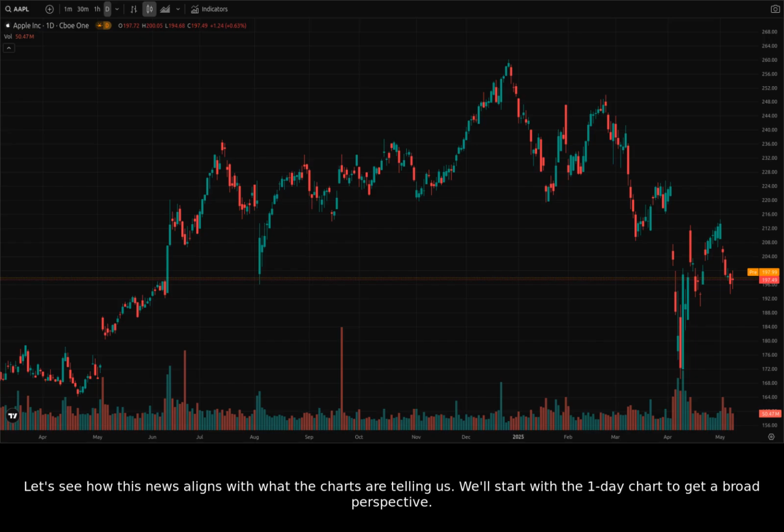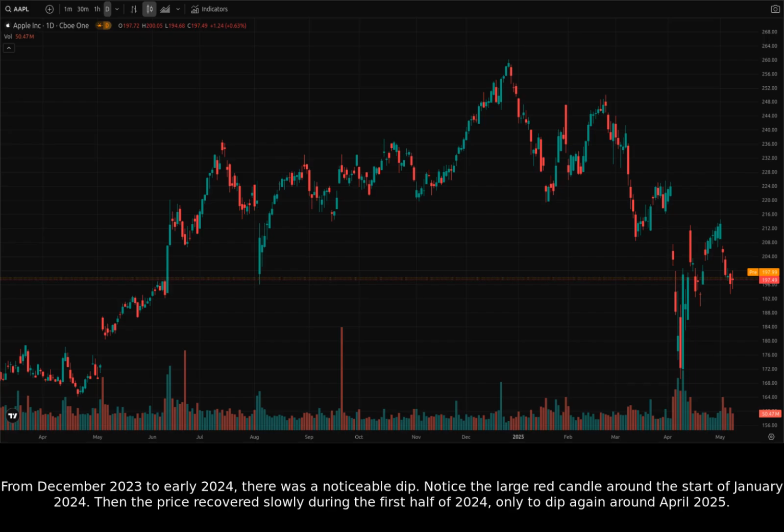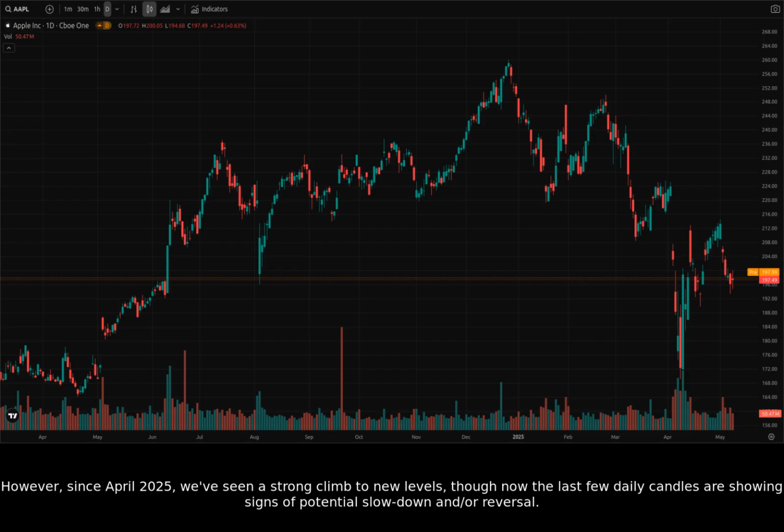We'll start with the one-day chart to get a broad perspective. Looking at the daily chart, we can see a period of volatility followed by recent upward momentum. From December 2023 to early 2024, there was a noticeable dip. Notice the large red candle around the start of January 2024. Then the price recovered slowly during the first half of 2024, only to dip again around April 2025. However, since April 2025, we've seen a strong climb to new levels, though now the last few daily candles are showing signs of potential slowdown and/or reversal.